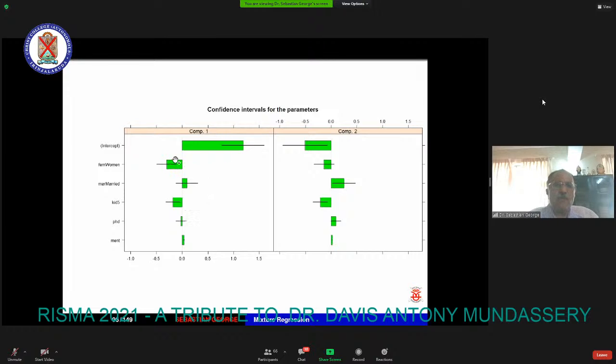there are a number of covariates. One is the intercept, the others are their sex, married or not, kids, PhD, mentor. So all these quantities you can obtain using your flexmix. And basically we assume that there are 2 types of people in this group. And in that case, the usual Poisson regression will not work. So these are the parameters of the first component, and these are the parameters of the second. So this is beta 10, beta 11, beta 12, etc. And this is beta 20, beta 21, etc.